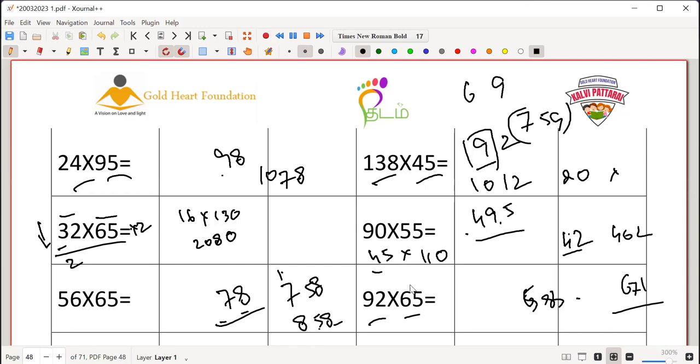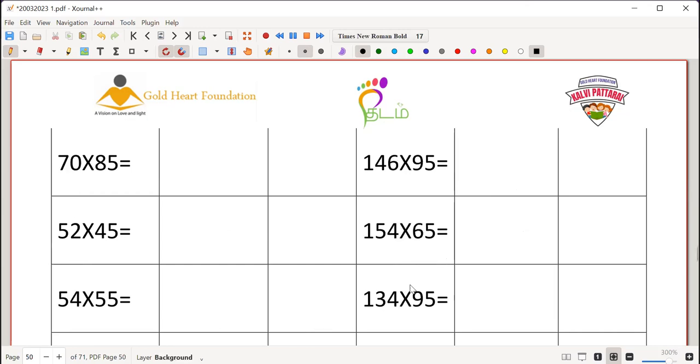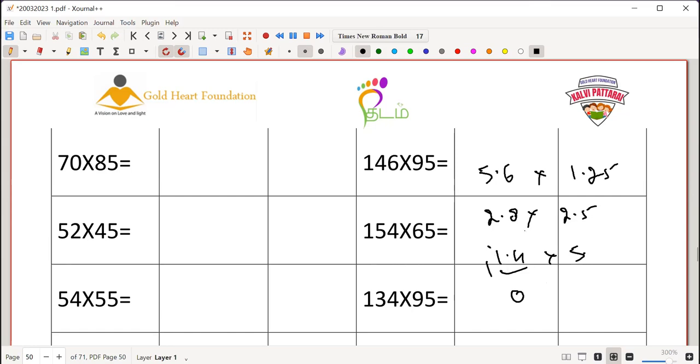Okay. So whenever you get an even number and a number identified, you'll be getting not only for these 5.6 into 1.25, 2.8, 2.5. Again, 1.4, 5. Now it is easy. 0.7 into 5. Half of this into 5 is 100. Half of this into 10. 0.7 into 10. 7.